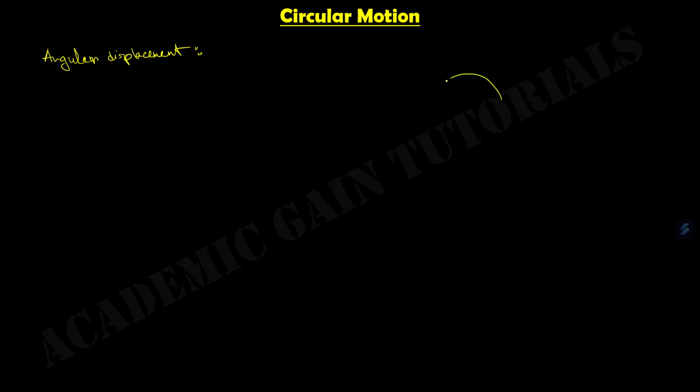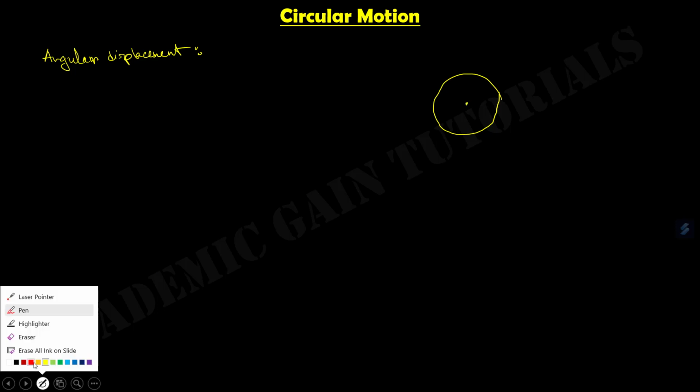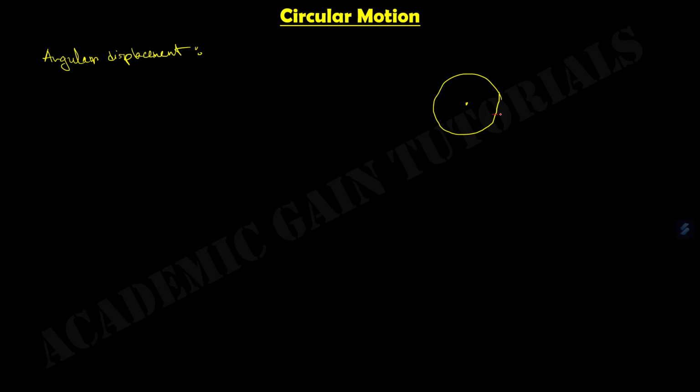Suppose this is our circular path, and a body moves from point A to this point B. So this is the path of the body, and when it goes from point A to point B, it makes an angle of theta with the center. This theta is known as angular displacement.